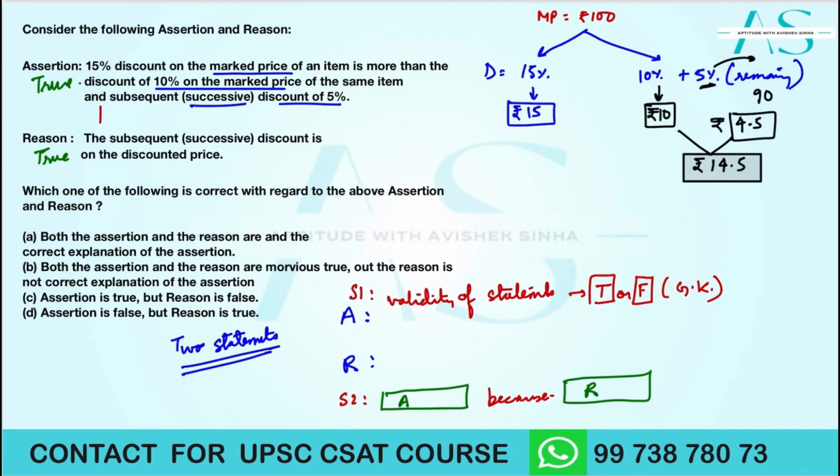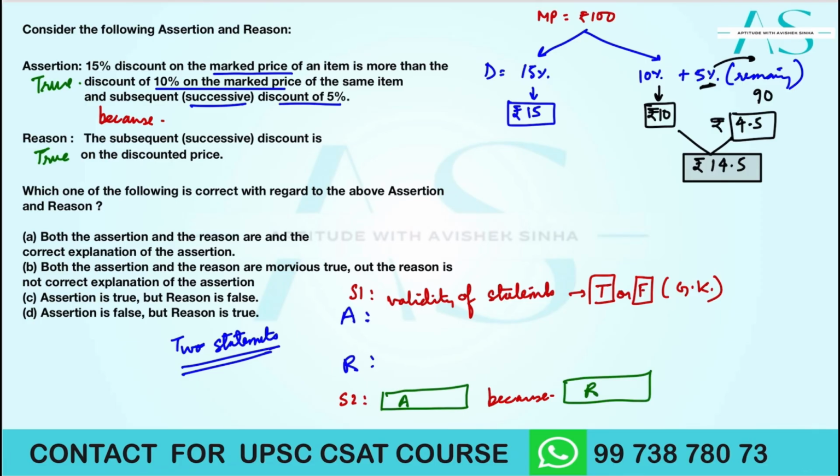Now let's see the because part. 15% discount on the MRP is more than the discount of 10% and then a subsequent discount of 5% because the subsequent discount is on the discounted price. Yes, this is the only reason. कि मैं 5% अगर इसका ही कैलकुलेट कर लूँ तब तो ये सेम आ जाएगा. But since I'm calculating this 5% on the remaining, therefore the value of this decreases. So this is a correct reason to it. So we'll say both the assertion and reason are correct explanation.